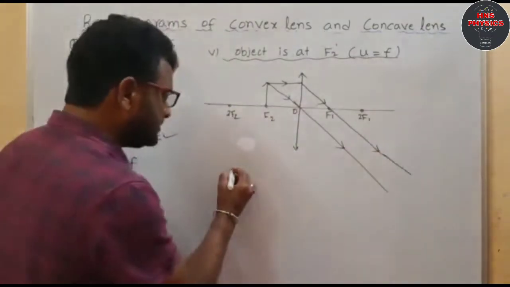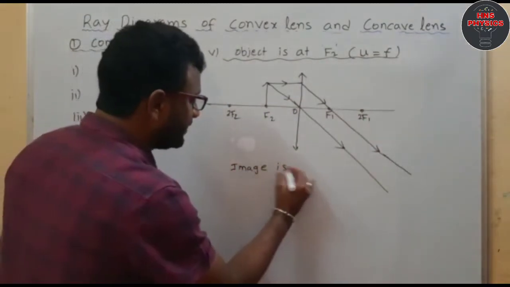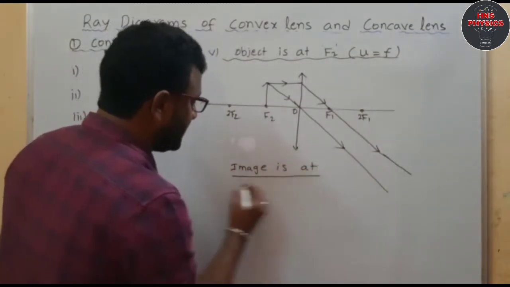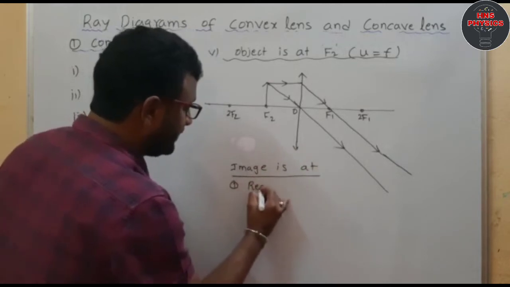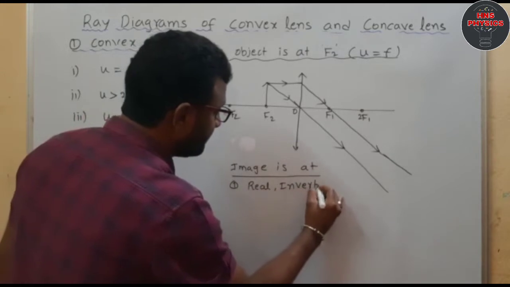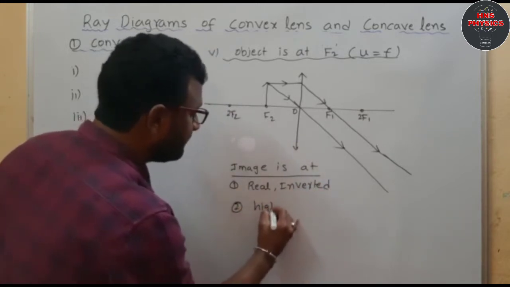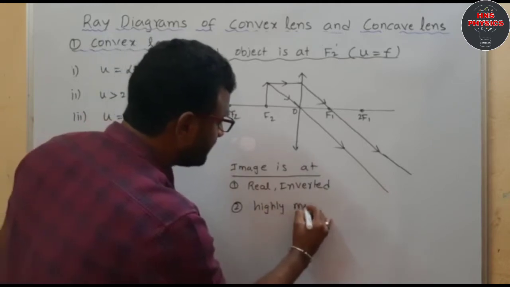So your image is, first one, real and inverted, and come to the second one, highly magnified.